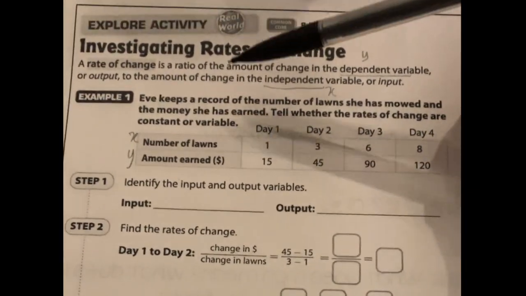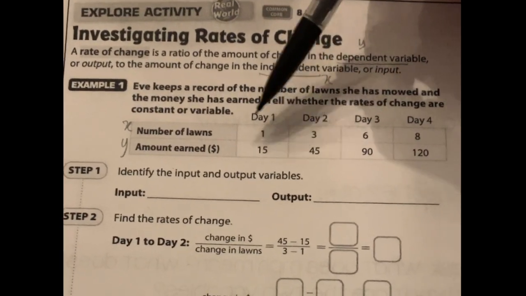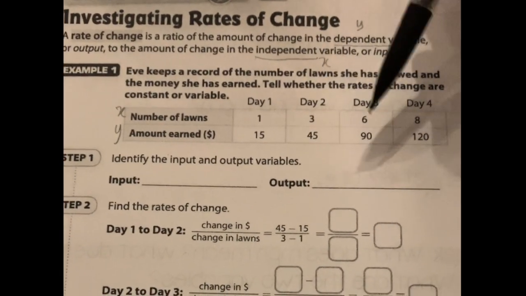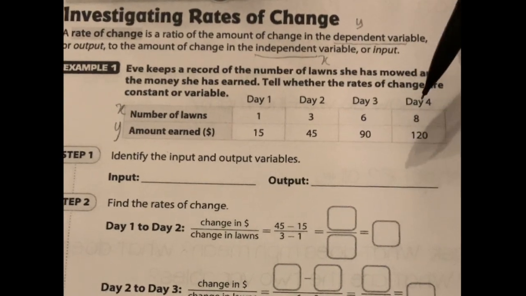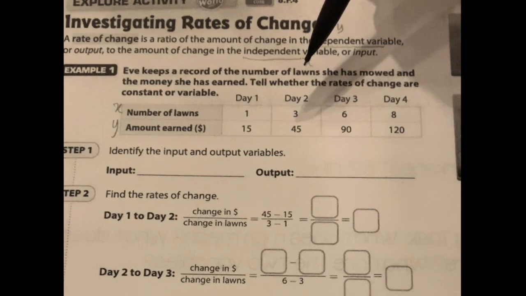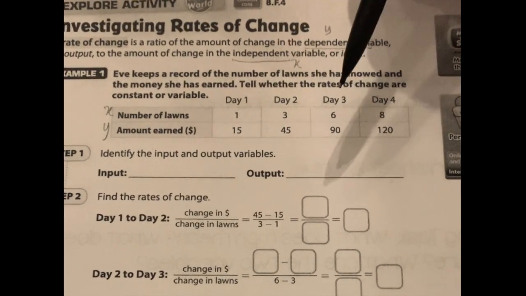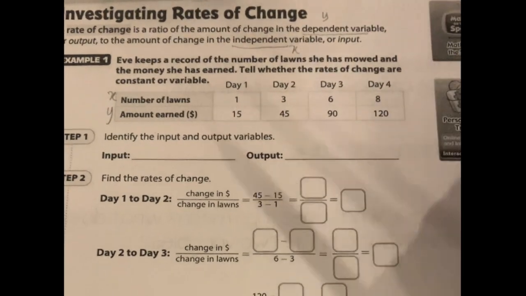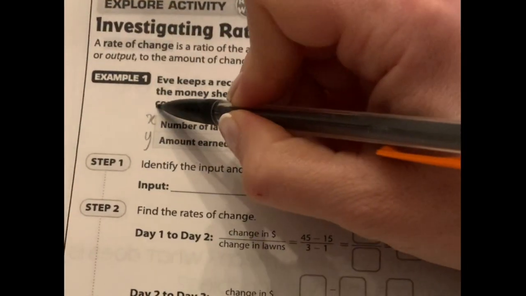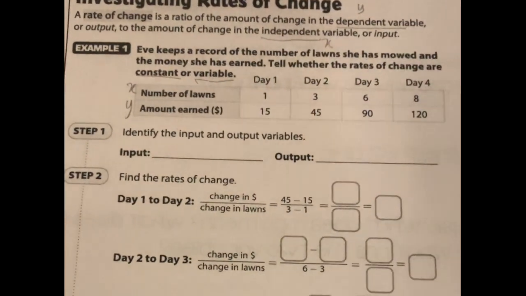So when we're looking at tables like this, we're going to be able to decide what the rate of change is by looking at the values from x to y, the input to the output, okay? So example 1, Eve keeps a record of the number of lawns that she's mowed and the money she has earned. We're going to decide whether the rate of change is constant or variable. So that means, remember, constant means it's staying the same. If it's variable, it's changing.